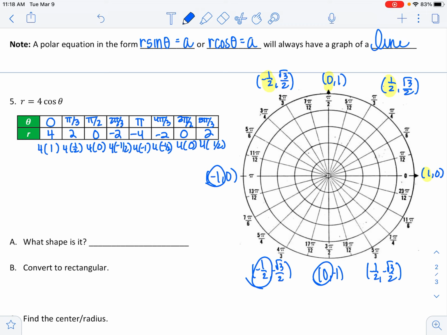Okay, so if you felt like that was a little fast, will you ever have to do it again? No, we're never going to use a table again. I want you to be able to look at this and tell me what it is in the future. But let's see what it is. Let's graph some of these points here.